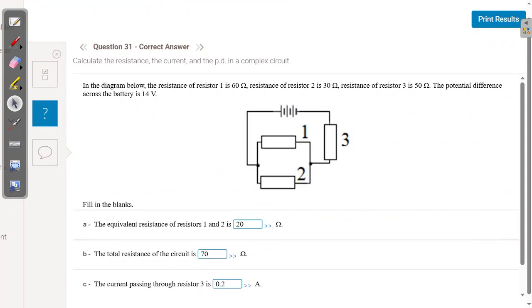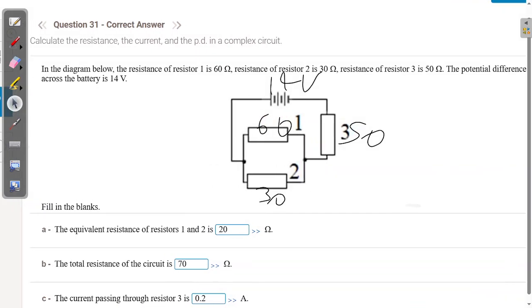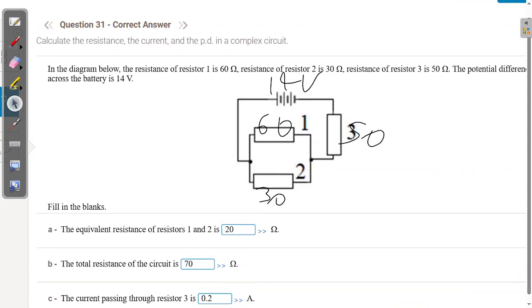The resistance of 1 is 60. The resistance of 2 is 30. The resistance of 3 is 50. And this is 14 volts, they said. Okay. The equivalent resistance in 1 and 2 is what?